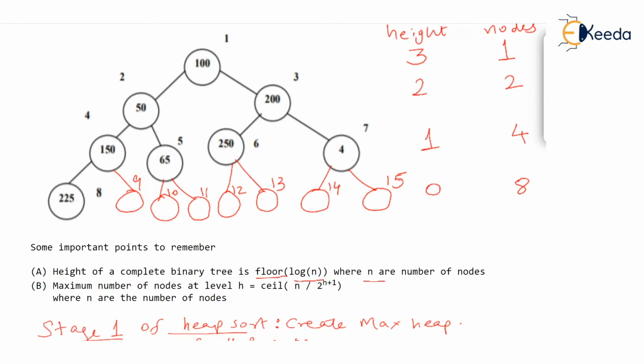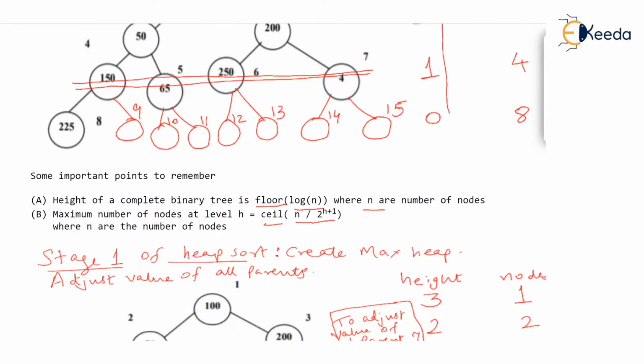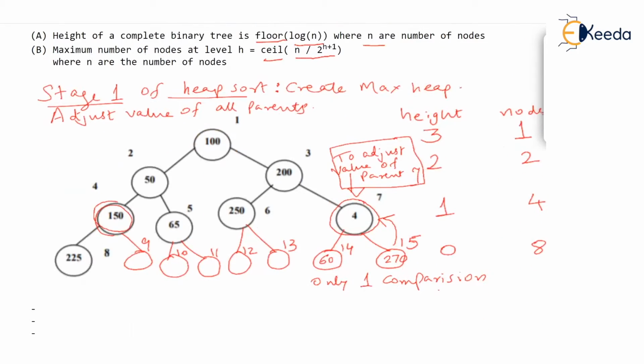And the second formula we saw was, given any height, remember heights were numbered from the bottom level as 0 and then increase upwards. These are the heights. If we are given any height, for example height 1, then the maximum number of nodes that can be there at that height is given by ceiling of n upon 2 raised to h plus 1. Now using these two results, we will very easily analyze heap sort.